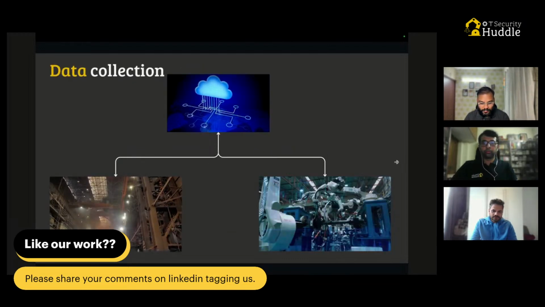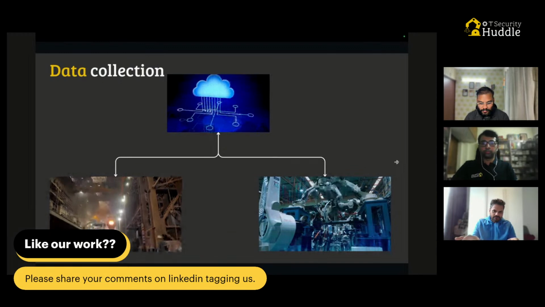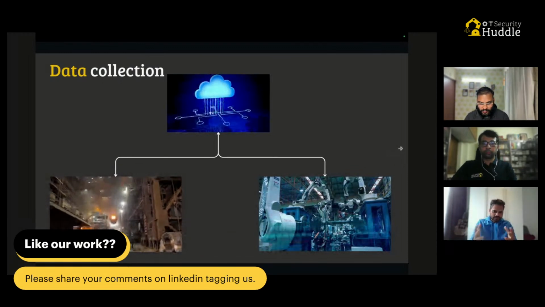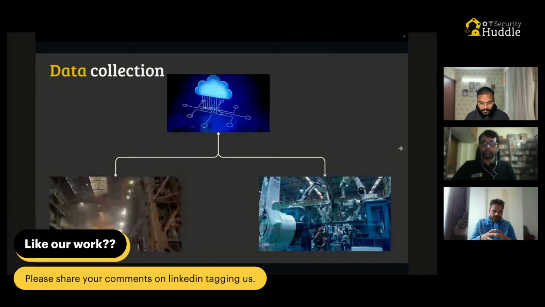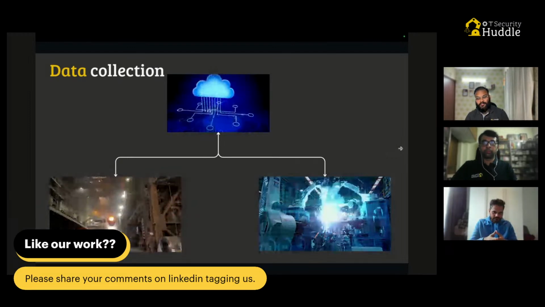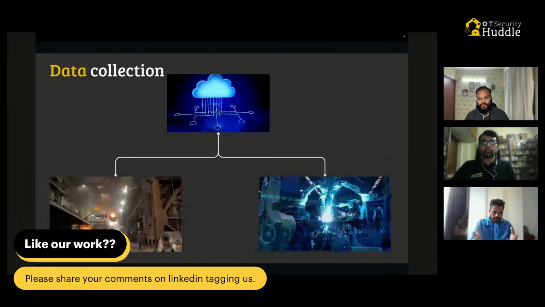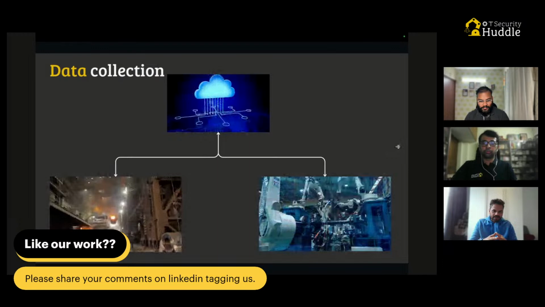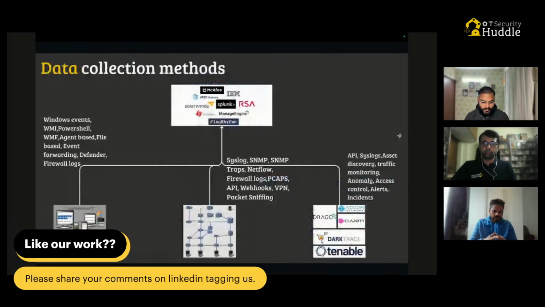Yeah, so now we will collect this data and put it into our SOC. That's what we are representing. We are collecting all that data from the field and putting it into our SOC. It could be an online SOC, it could be an offline SOC. Now we'll talk about data collection, what type of data we need to collect. This basically differentiates IT SOC and OT SOC: data collection methods and data collection technologies. This is the differentiator.